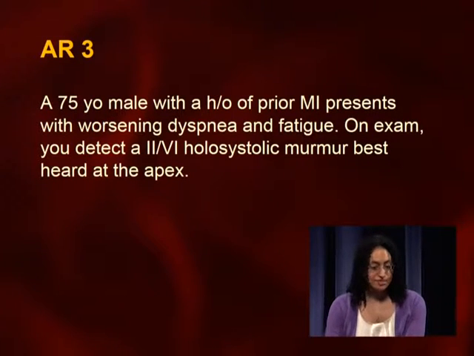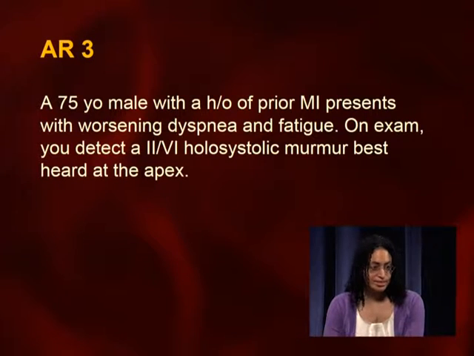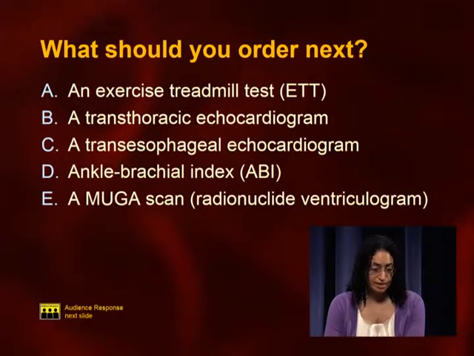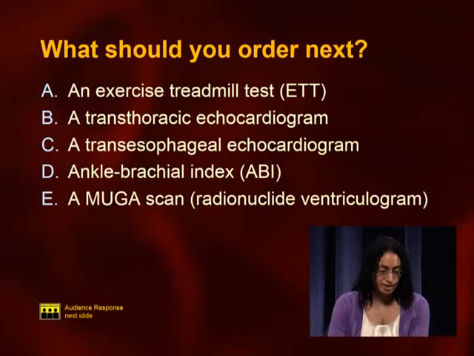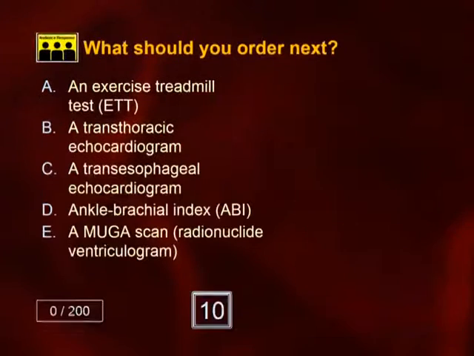Next question. A 75-year-old male with a history of prior MI presents with worsening dyspnea and fatigue. On exam, you detect a 2 out of 6 holosystolic murmur best heard at the apex. So what should you order next? A, an exercise treadmill test. B, a transthoracic echo. C, a transesophageal echo. D, ankle brachial index. Or E, a MUGA scan.